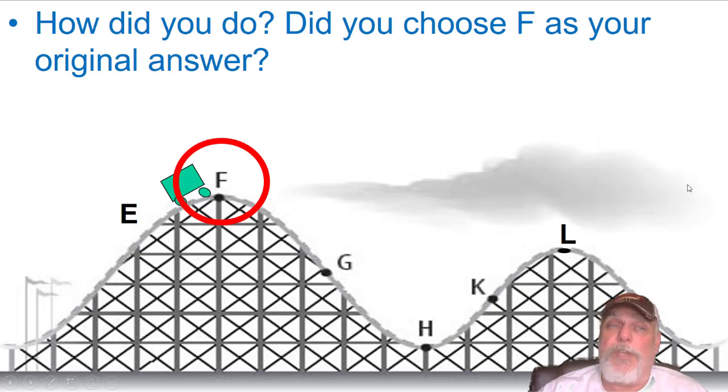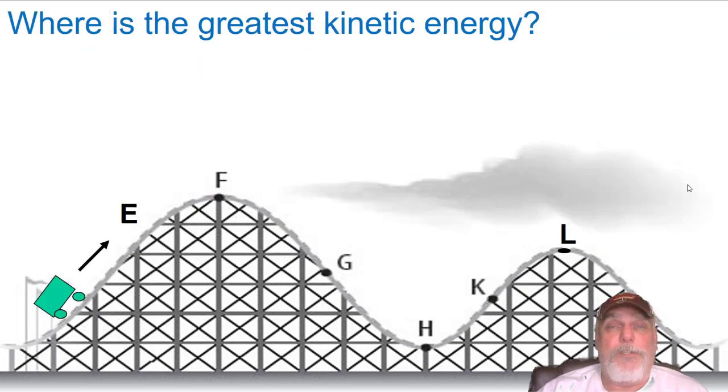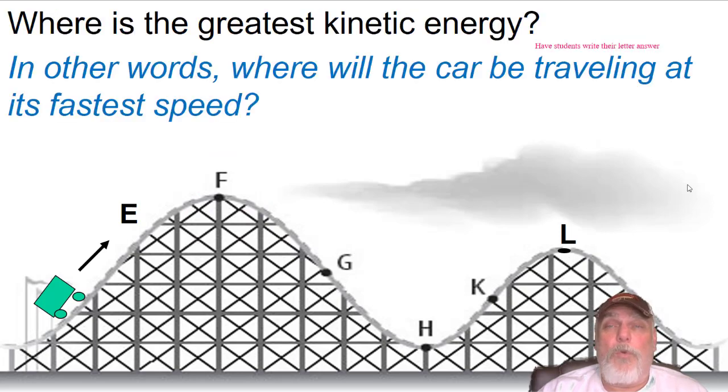How did you do? Did you choose F as your original answer? If you didn't, that's okay. Hopefully now you understand why F is the correct answer. Next question, where is the greatest kinetic energy going to be? In other words, where will the car be traveling at its fastest speed? Go ahead and write a letter of your choice in your notes.